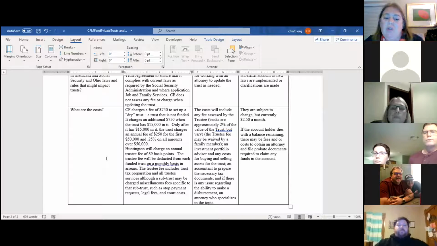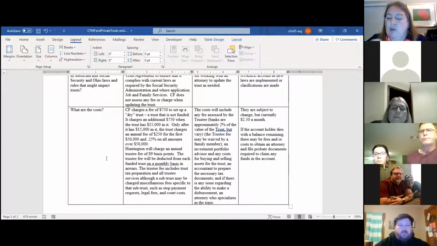So at community fund, they just have a standard 0.89 basis points. Huntington, that includes all their buying and selling of stocks, right? The trust, like US Bank, they charge 2%. That's what they charge. But they will also charge you for their investment costs. So there's always going to be fees.